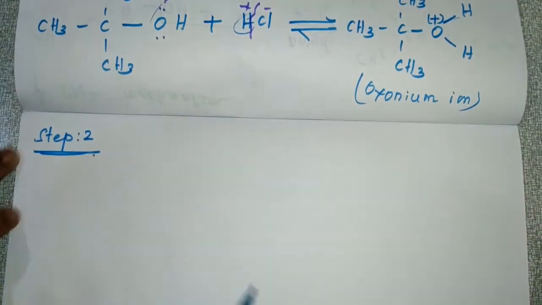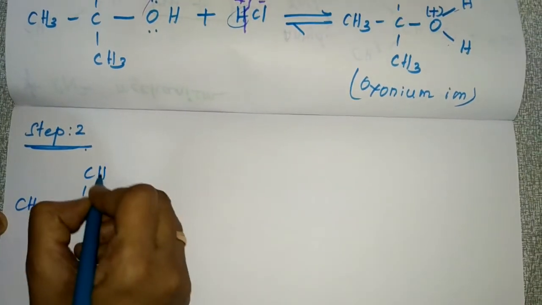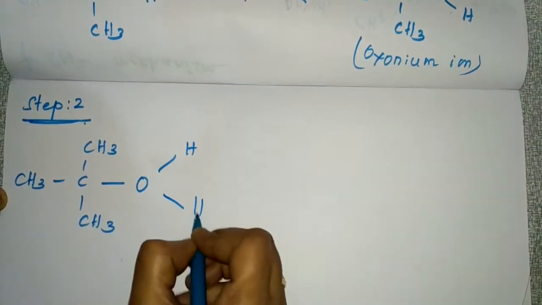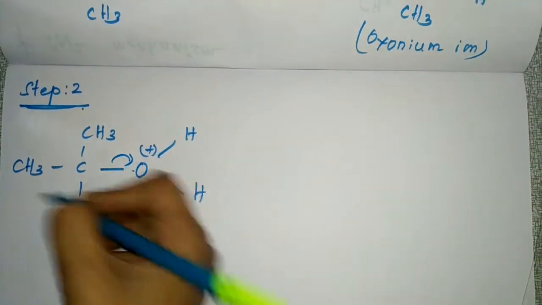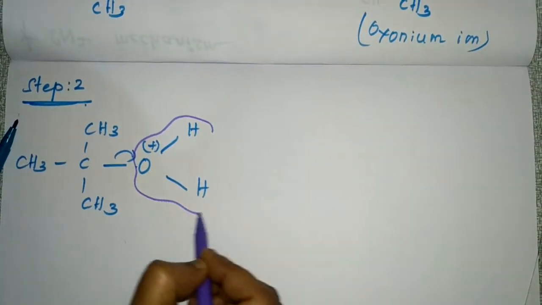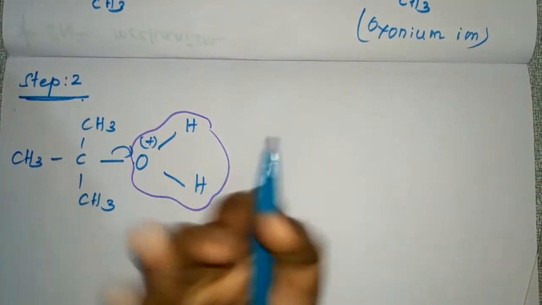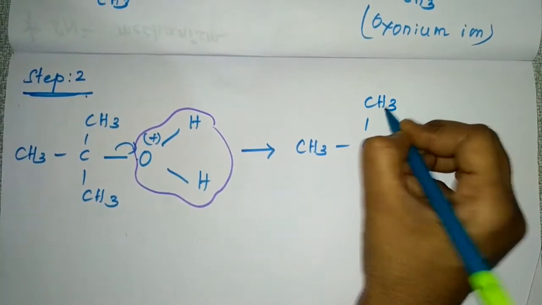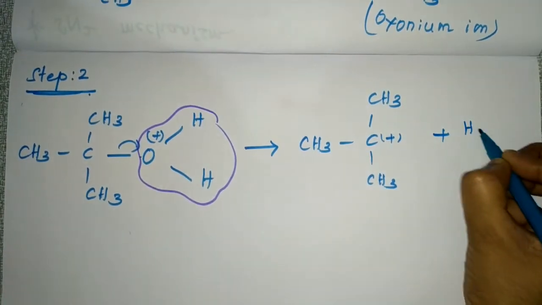Step 2. Again I am writing this oxonium ion, CH3 CH3 OH H, and this one is positive. So again what happens? This oxygen will take the electrons towards itself, and this will get removed as water. After getting removed as water, what will be the charge of this carbon? It will become positive charge. So the product will be CH3 CH3, with a positive charge, and water will get removed.